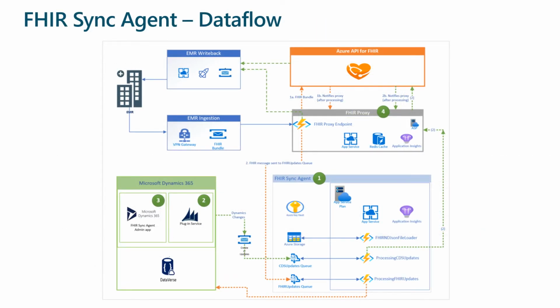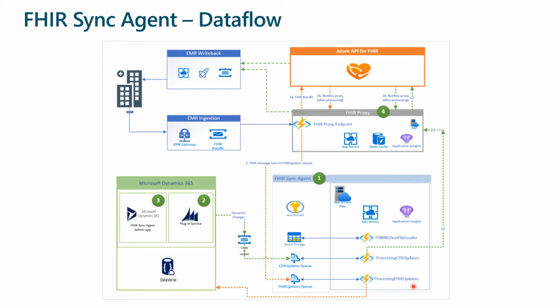So far, we have covered the FHIR Sync Agent architecture and components. Now let's cover the typical data flow from the EMR system going to the Azure API for FHIR and then to Microsoft Cloud for Healthcare. So typically, we have an EMR system, and from the EMR system, the FHIR bundles would be synced to Azure API for FHIR through FHIR proxy. Whenever a FHIR resource is created in Azure API for FHIR, that notifies back to the proxy, and the proxy would send a message to the FHIR updates queue on the FHIR Sync Agent side.